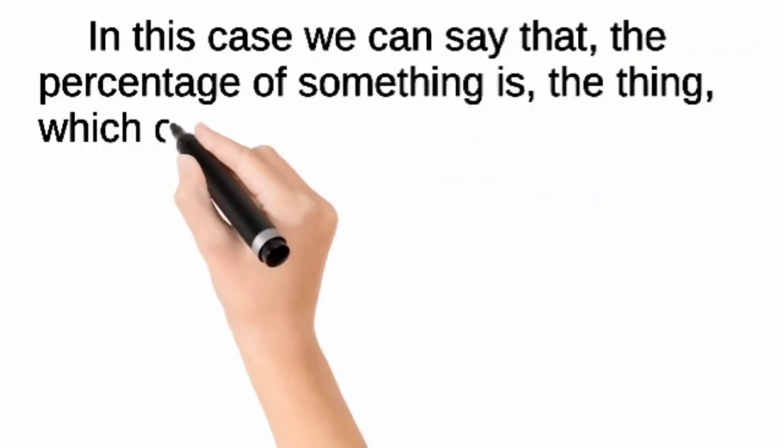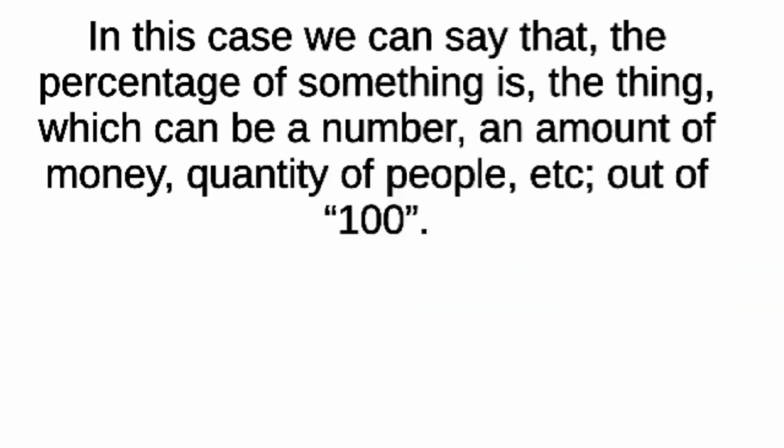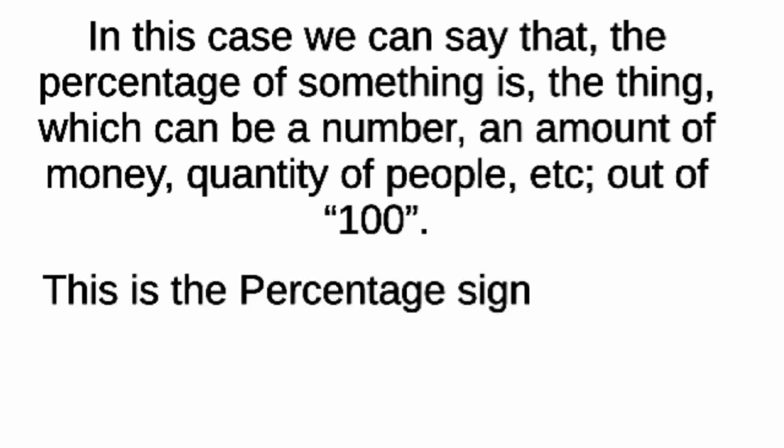Let's continue. In this case, we can say that the percentage of something is the thing, which can be a number, an amount of money, quantity of people, etc., out of 100. When we have 20 out of 100, it means 20 over 100 times 100, which is 20%. So 20 out of 100 is 20%. The same applies to any number out of 100: that number over 100 times 100 is the percentage of the same number.